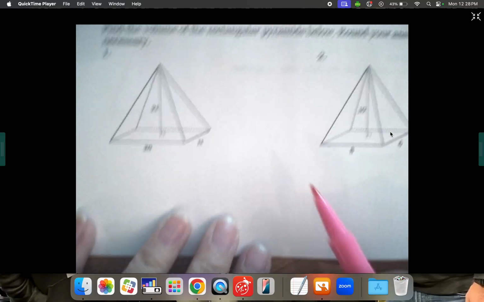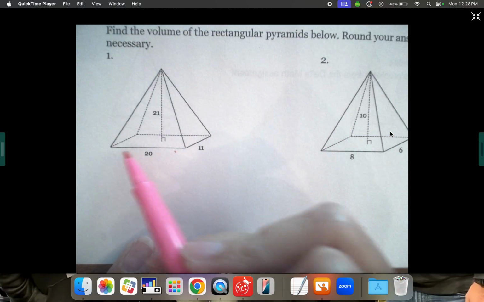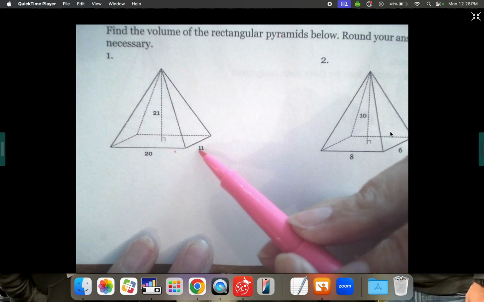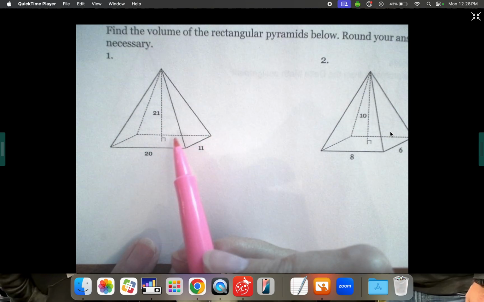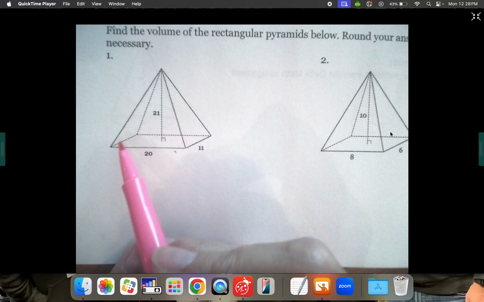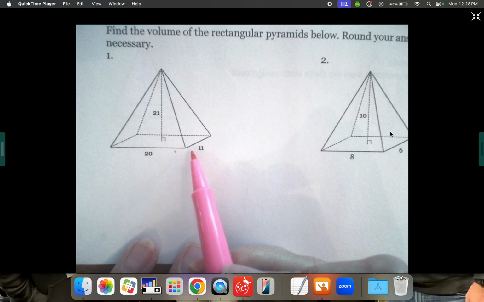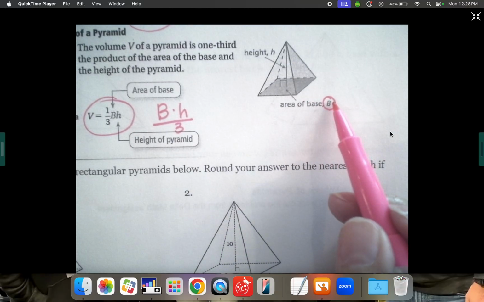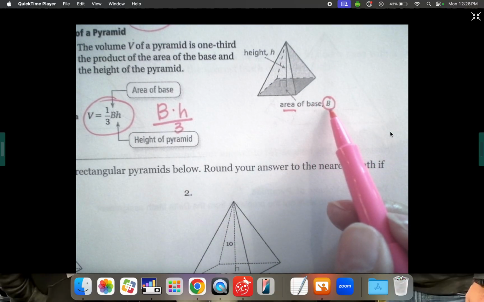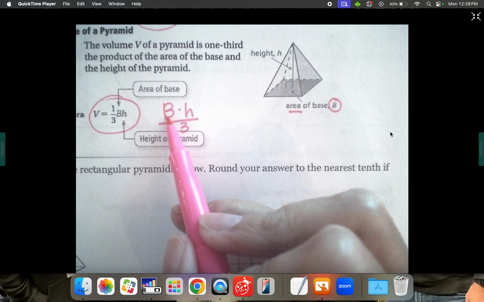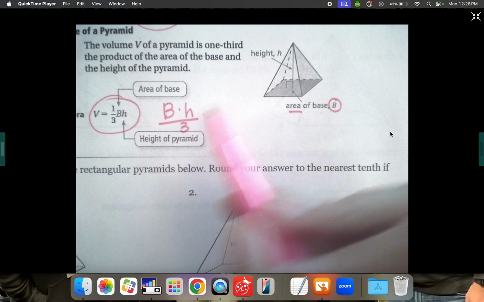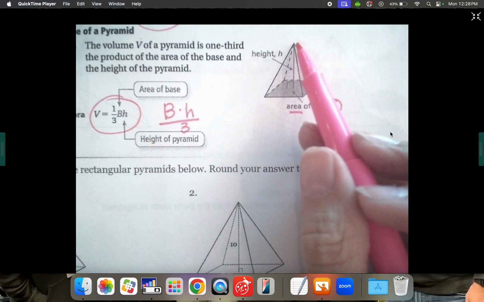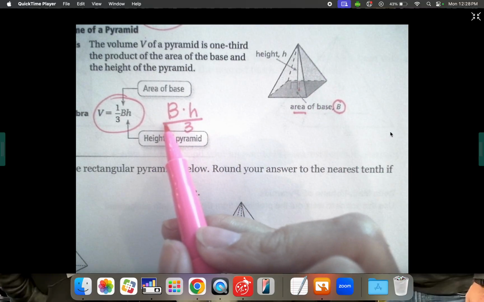A lot of kids might write, oh, the base is 20. That's the length of one side of the base. The other length is 11, and I need the whole base that it's sitting on. That's why it's a capital B, because there's a little bit of work you have to do to get that base number. It's the whole area calculated of the base that goes into this B. Then we're going to multiply by the height, so however tall it is from the center, and then we're going to take that and divide by 3.